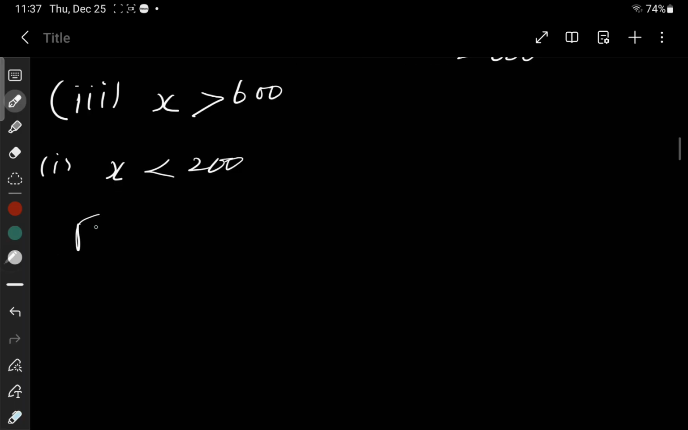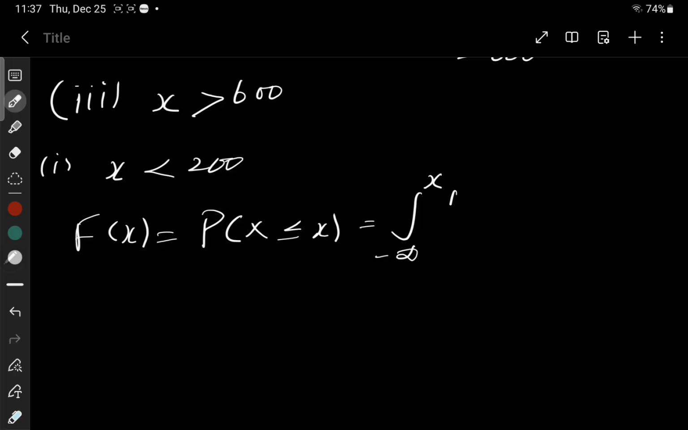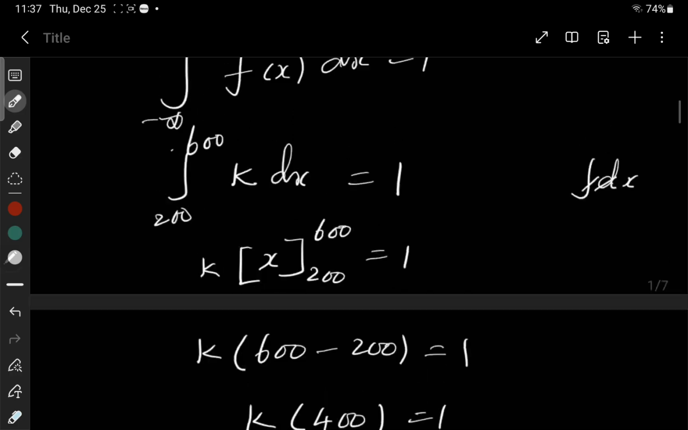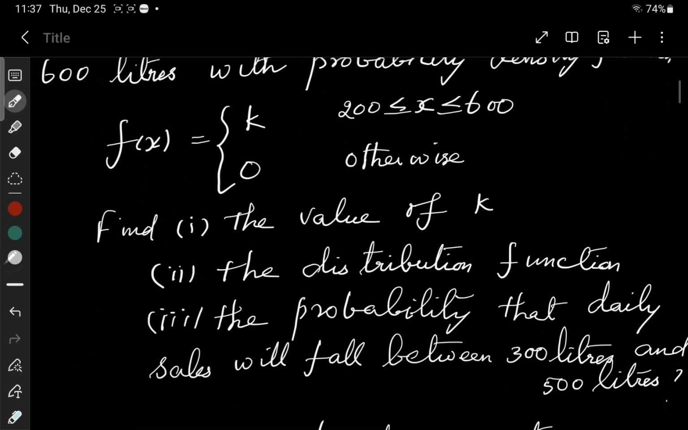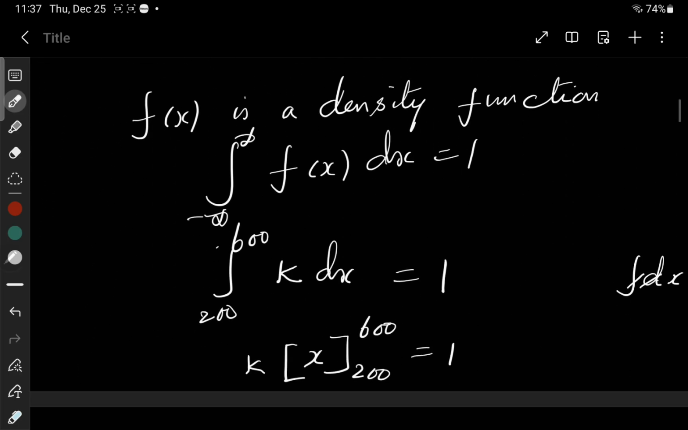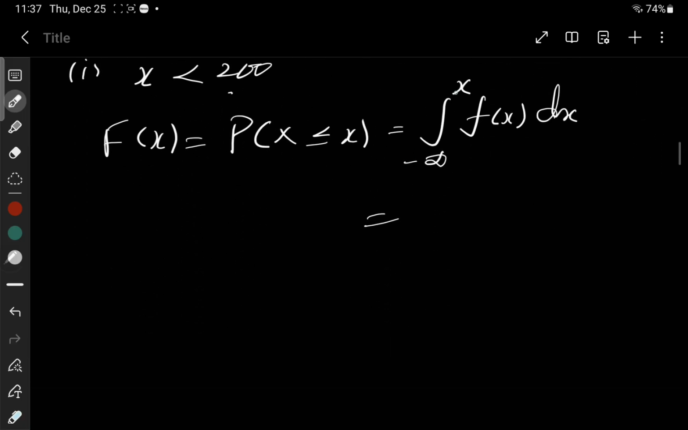So, capital F of x is, according to the definition, P of X less than or equal to x. This is equal to the integral from minus infinity to x of f of x dx. So, the function is not defined for x less than 200 because it is defined only for the limit 200 to 600. For the other cases it is 0. So, the function is 0 for x less than 200, that is minus infinity to x. The function is 0. So, the integral from minus infinity to x of 0 dx is equal to 0.